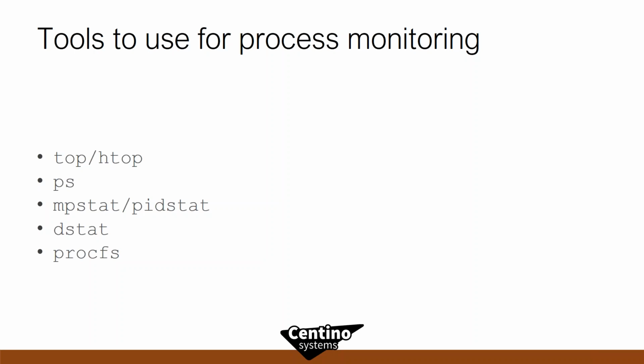Now, all of this data that feeds into Top and HTop and PS and all of these utilities comes from a thing called ProcFS. ProcFS is a virtual file system. Literally, it's a directory in your Linux file system that exposes the current running state of the kernel. So it's going to show us all the processes available in our system.